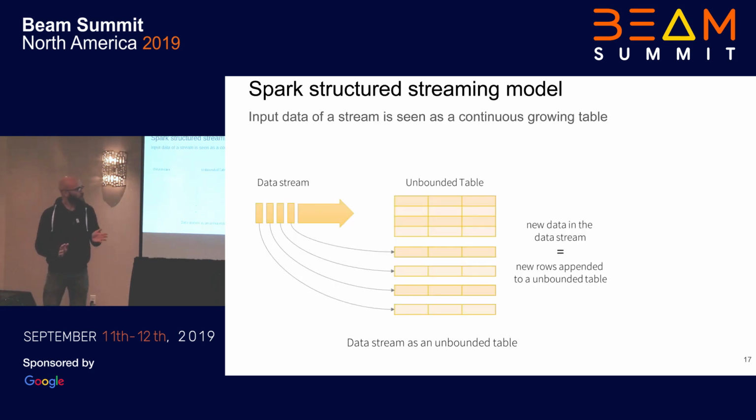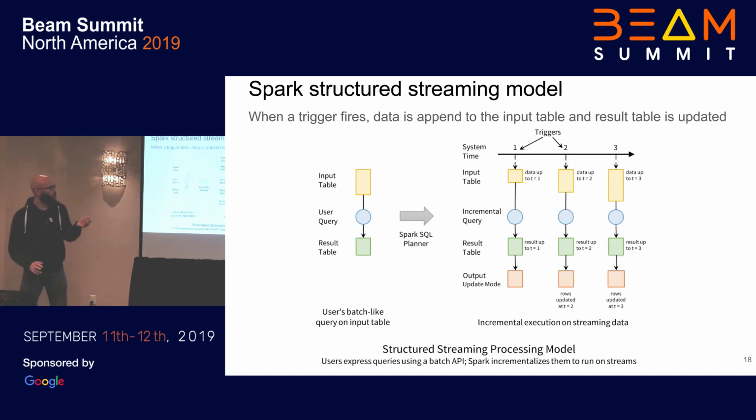So the big new thing with this new Spark structured streaming framework is that data arriving in the pipeline is seen as an unbounded table. Actually, as data arrives in the pipeline, it's appended to an infinitely growing table. And this table gets applied incrementally the query defined by the user, so that it updates a temporary result table, and this result table gets output when the trigger fires at time 1, for example, or at time 2.